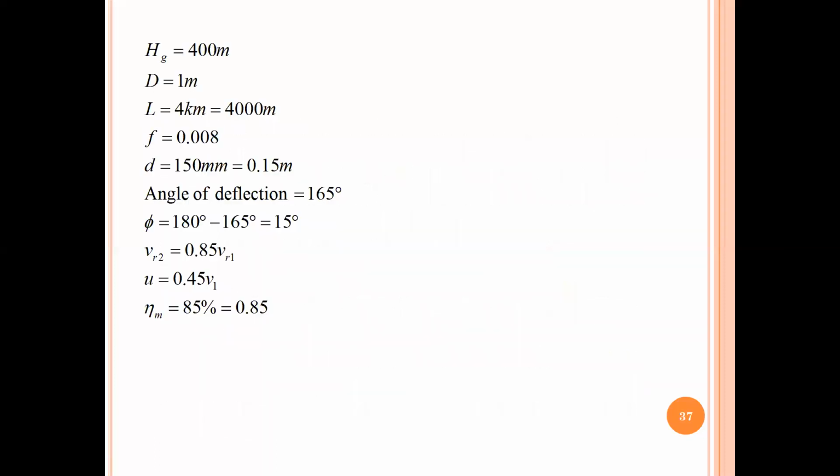So my gross head is given. My net head has to be calculated. Now for the net head calculation, I can calculate net head as gross head minus losses. For calculating the losses, I use Darcy's friction equation, that is equal to 4 f L V square by 2gD. Now here in this expression, they have not given V. V is the velocity of flow in the penstock. So I can't directly use that equation.